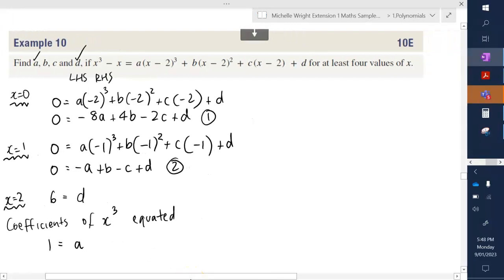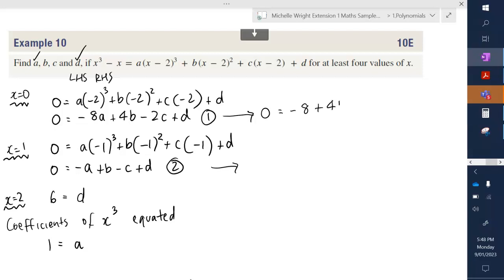Okay, so tick, I've got 2 of those down. So what that will mean is I can make these two equations here, 1 and 2, a lot neater. So let's neaten them up. I'm going to have 0 is equal to minus 8 plus 4b minus 2c plus 6. Okay, neatening that up, minus 8 plus 6 is minus 2. So if I'm adding 2 to both sides, I'll end up with 2 is equal to 4b minus 2c. So we'll call that equation 3.